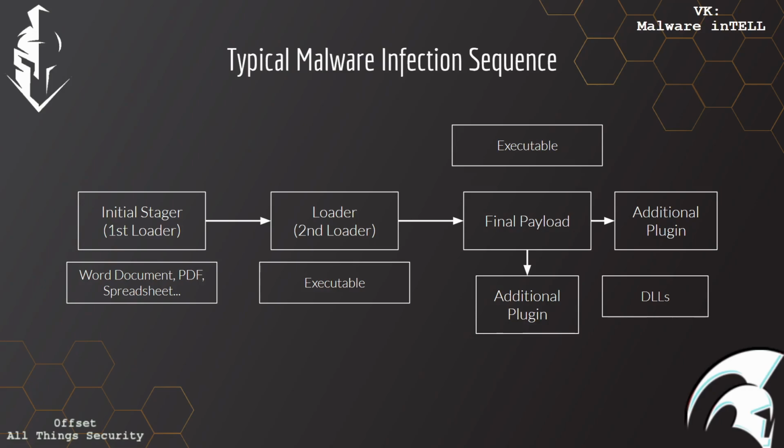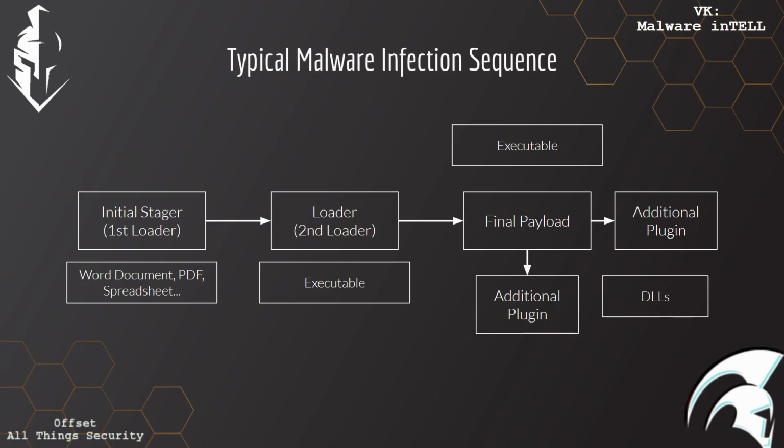So in the case of ISFB, I believe they start off with a Word document. It will then download the first ISFB executable. That executable will have the next ISFB executable embedded inside of it. I believe it's compressed with APlib compression. And then once that decompressed executable runs, it will download the next payload, which will be injected into explorer.exe. And that is the main payload in the infection chain.